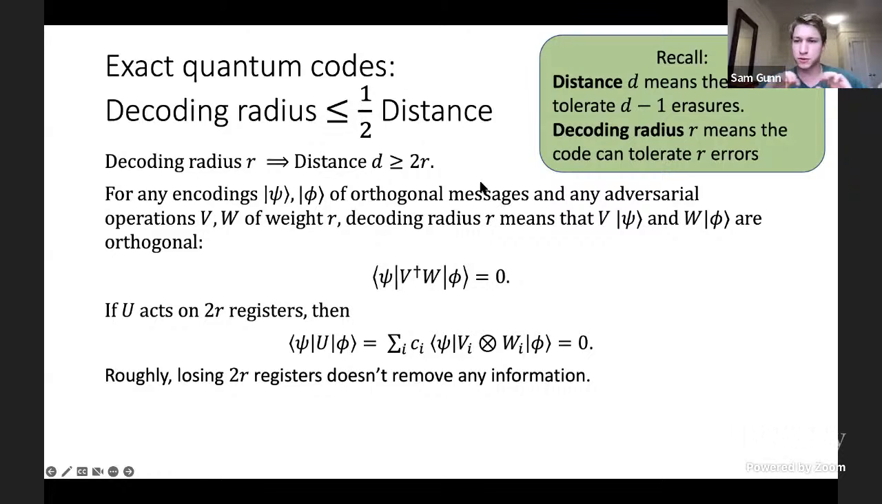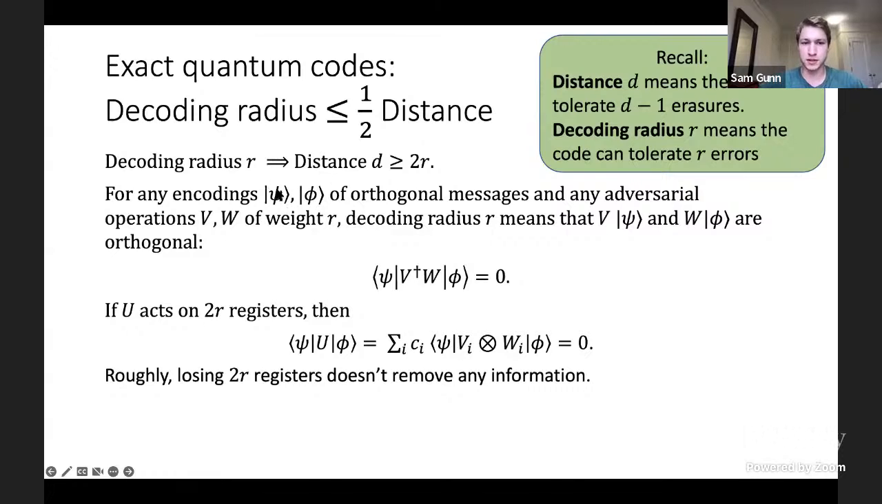In this slide, let me give you a super high level sketch of the argument for how this goes. What we want to show is that if you have decoding radius r, meaning you can correct from r adversarial errors, then your distance has to be at least 2r. The way we see that is, assume we have some code with decoding radius r. Then for any two encodings psi and phi of orthogonal messages, an adversary acting on r registers alone shouldn't be able to equivocate between these. They shouldn't be able to make these two orthogonal messages look the same, or even indistinguishable. Here I've written down what that means mathematically.